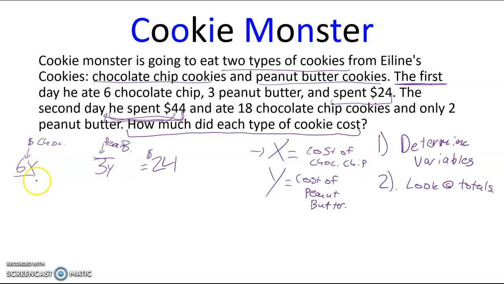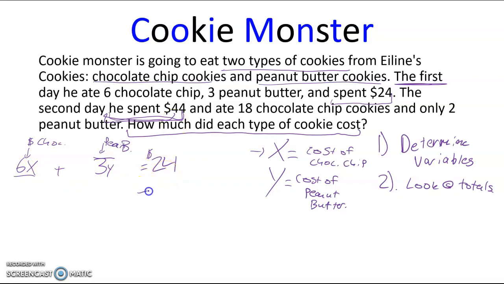How much money he spent on the chocolate chip cookies was 6 times x, x being the cost of a chocolate chip cookie. And with the peanut butter cookies, we know that he spent 3 times y, again, y being the cost of 1 peanut butter cookie. And we know that combined, it's just 6x plus 3y, all right? Because these are the totals, this and this combined, equals the 24.